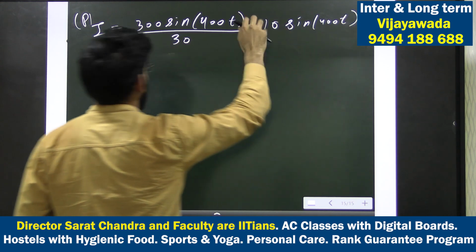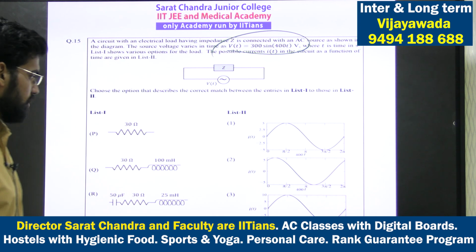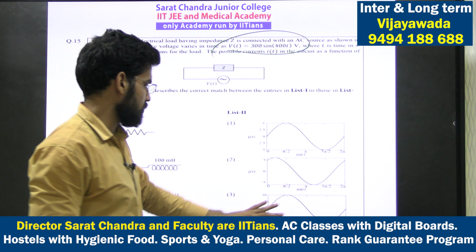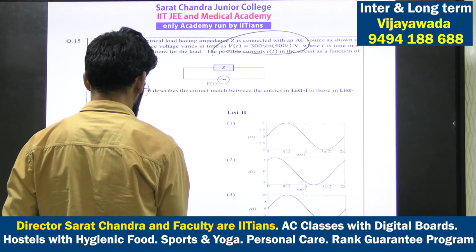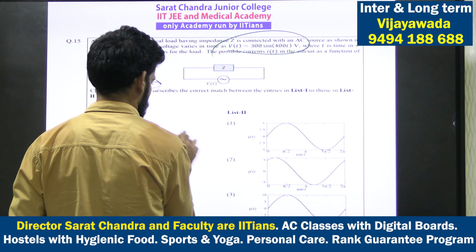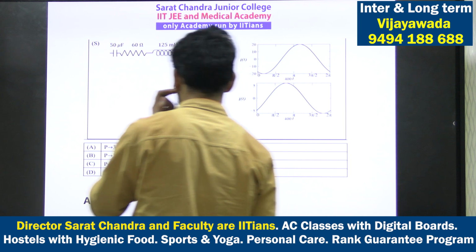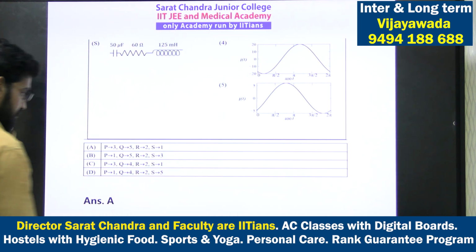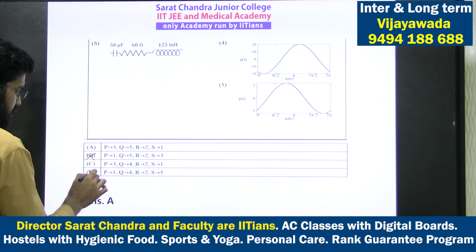So if you see, the amplitude is 10, right? Whatever equation is coming, the amplitude is 10 and a sinusoidal curve. So amplitude 10, sinusoidal curve, this is what is given, right? So third option. So P is matched with third. Okay, so P third. P third is in A option and C option. So B and D got rejected.